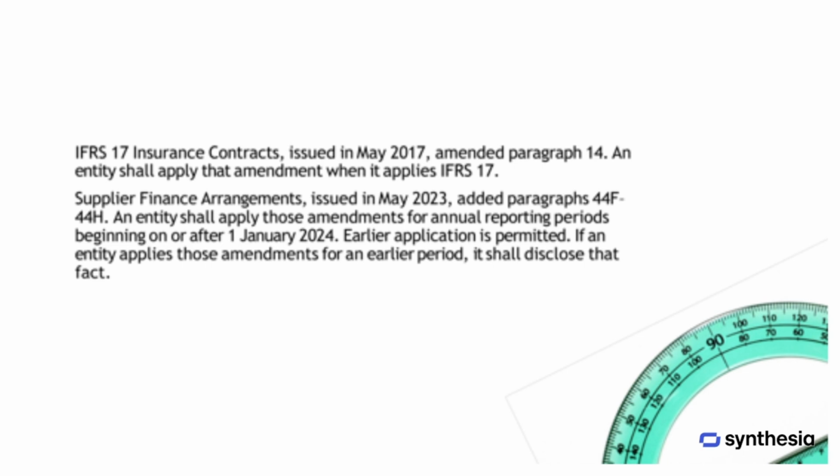IFRS 17, Insurance Contracts, issued in May 2017, amended paragraph 14. An entity shall apply that amendment when it applies IFRS 17. Supplier Finance Arrangements, issued in May 2023, added paragraphs 44F to 44H. An entity shall apply those amendments for annual reporting periods beginning on or after the 1st of January 2024. Earlier application is permitted. If an entity applies those amendments for an earlier period, it shall disclose that fact.